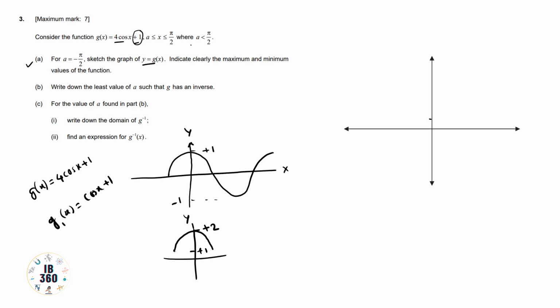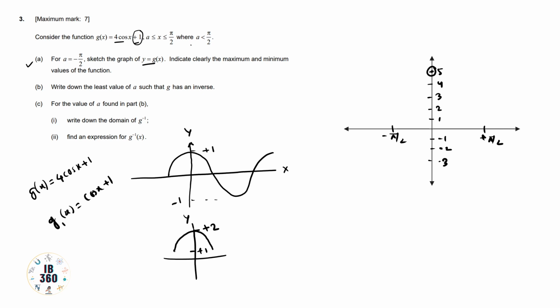Now come to this part. This is 1, this is 2, this is 3, this is 4, and this is 5. And here it will be minus 1, minus 2, minus 3. Here it is minus π/2, and here it is plus π/2. Now as it is 4 cos x plus 1, the value will reach 5 instead of 1. Previously it was taking the value 1, but now it will take the value 5, because the value of cos 0 is 1, so 1 into 4 is 4, plus 1 equals 5.